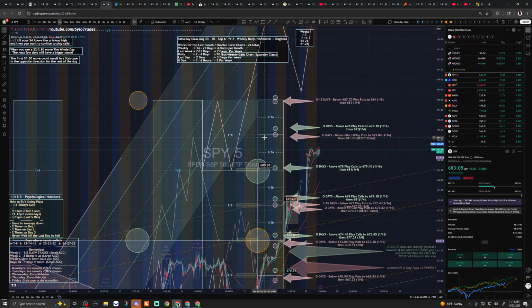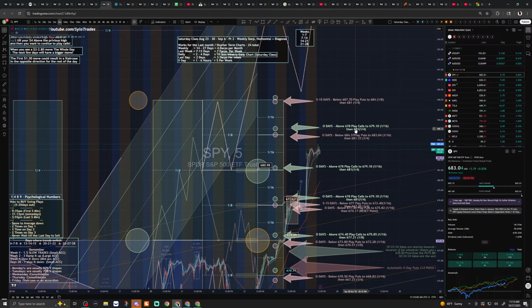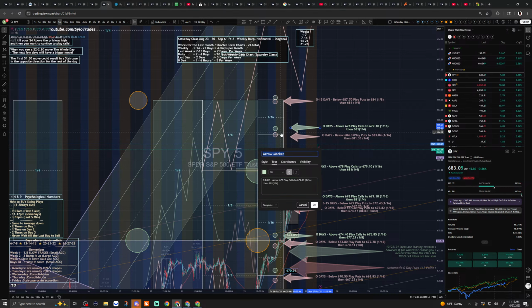681.33. This right here is a 1/8 point. So is this correct? So the 1/16th, and then this one right here is a 1/4. That is not the reset point, so we're going to delete that. And then right here, we're going to play calls above, let me see, calls above 684.70.